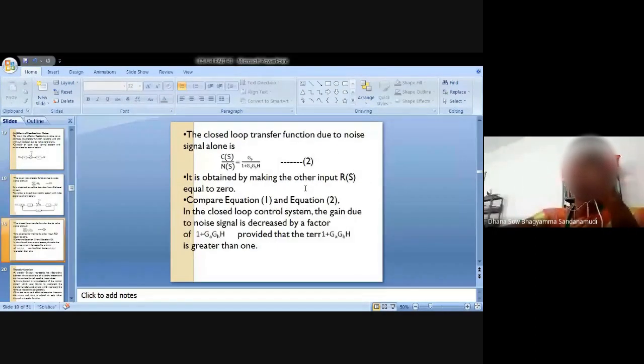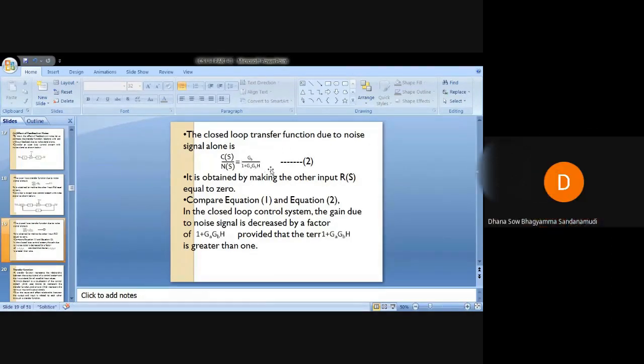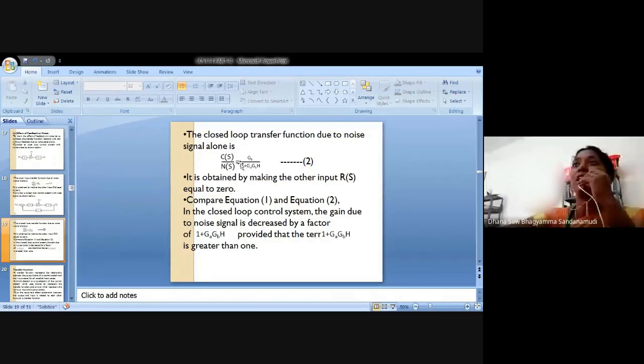As in case of closed loop system, C of S is depending on GB by 1 plus GA GB H. So if the denominator varies, automatically C of S will vary. The transfer function is the ratio of GB by 1 plus GA GB H. So since there is a denominator element, even though noise is the input, the overall gain is reduced here. The overall gain, the transfer function, is C of S by N of S.